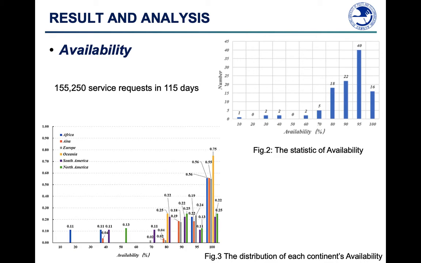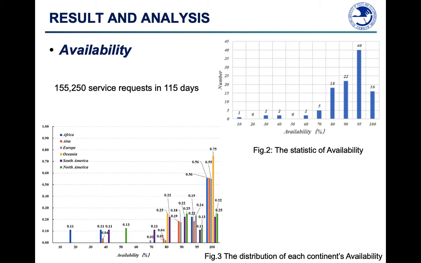155,215 service requests to each monitored time service provider in 115 days. We consider that if the number of timeouts is less than 300, the availability value is 100%. There are 16 time service providers with 100% availability. The number of time service providers with availability over 95% is 56. However, there are 5 time service providers having availability less than 50%.